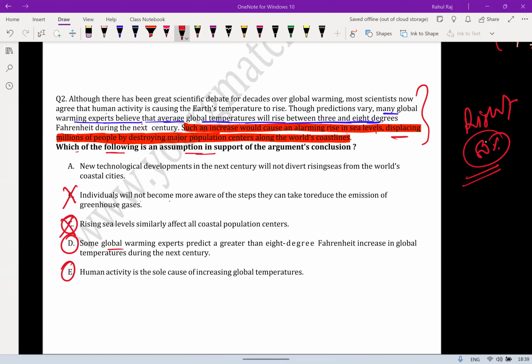See here. Human activity is causing the earth's temperature to rise. This is a fact. This is a reinstatement of facts. It is not an assumption. Assumptions are always hidden. Assumptions mean hidden facts, not stated in the argument. And this is 100% stated in the argument. If you choose this answer, Tara and Rishika, they'll deduct your 80 points, remember.